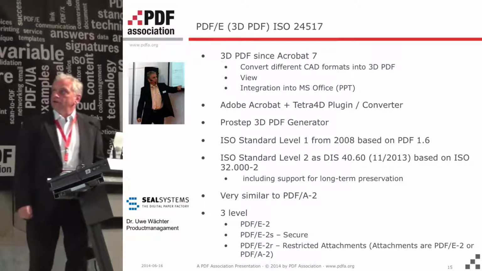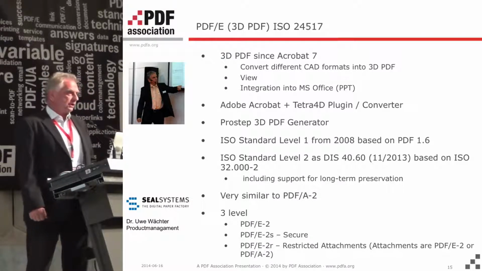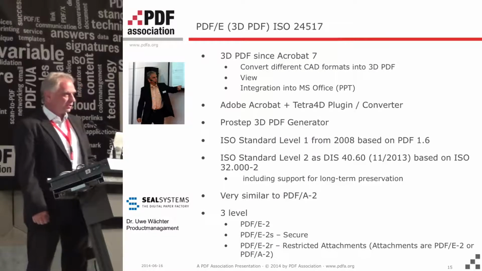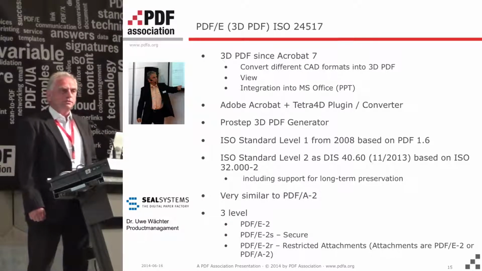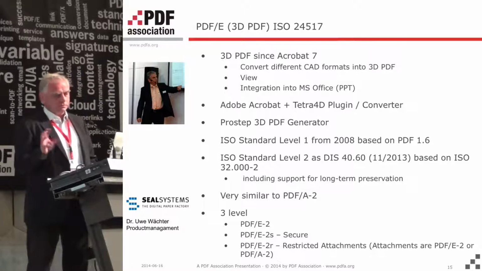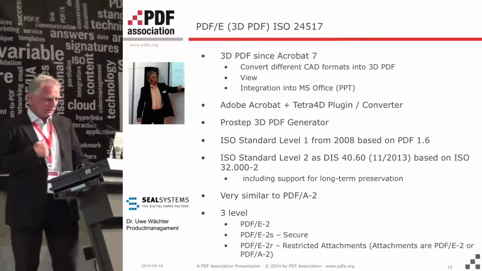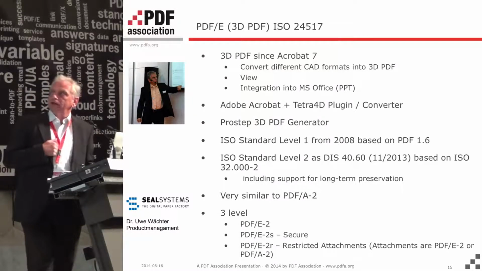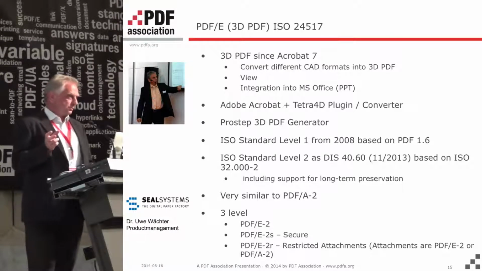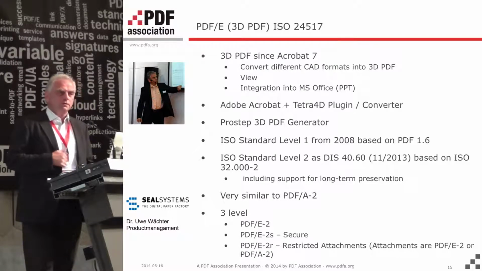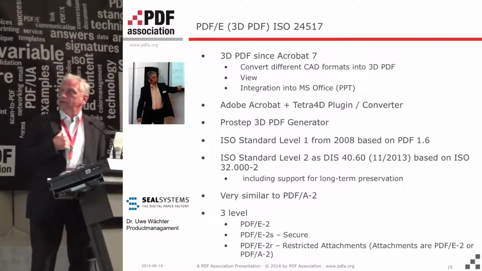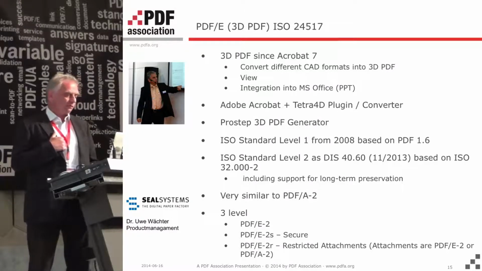You could convert several CAD formats directly without the CAD application into 3D PDF. You could view that 3D content in the free Acrobat Reader, and you may integrate some 3D parts also in Microsoft Office applications. In these years, you have to buy two parts to convert 3D CAD applications into 3D PDF. You need Acrobat from Adobe and a plugin from the company Tetra 4D.